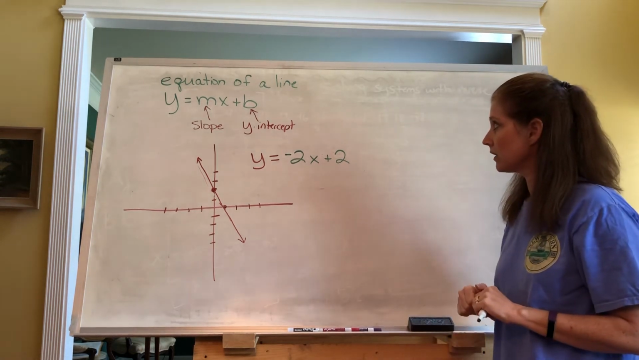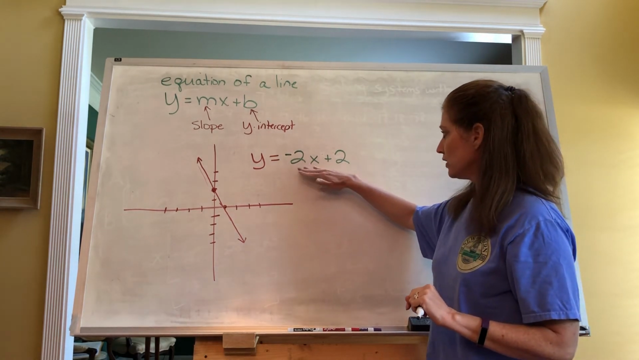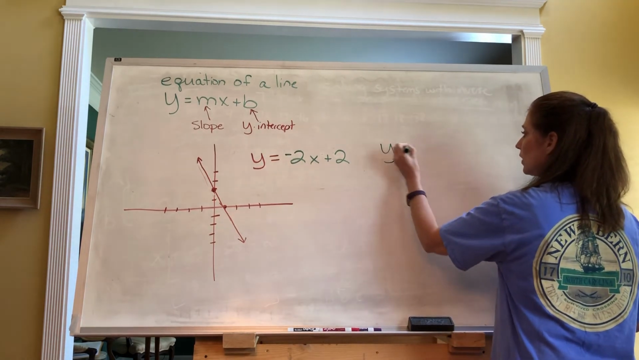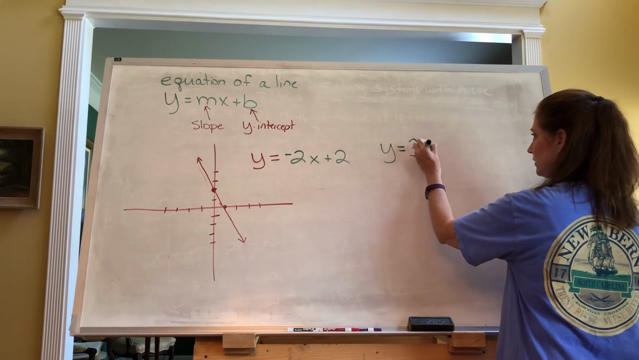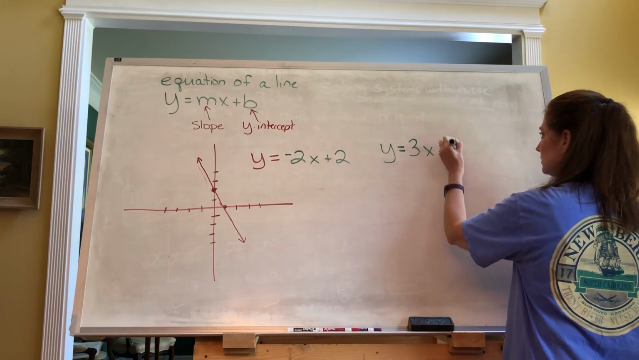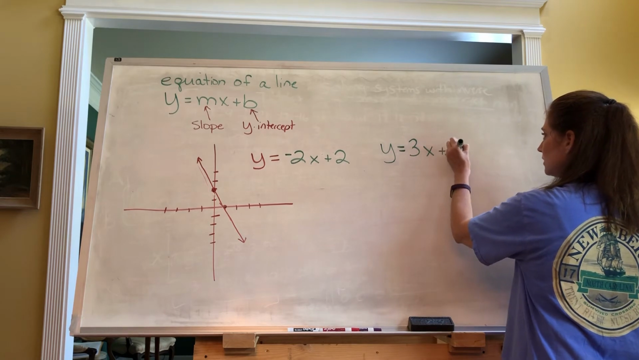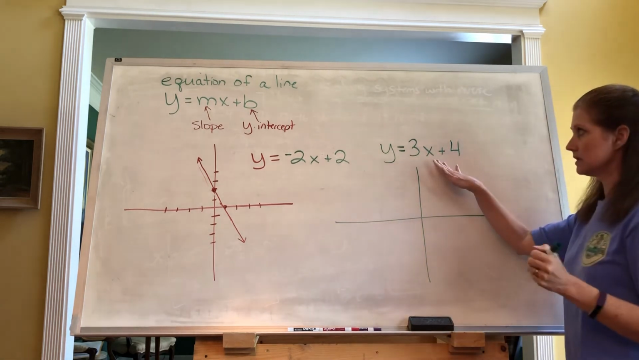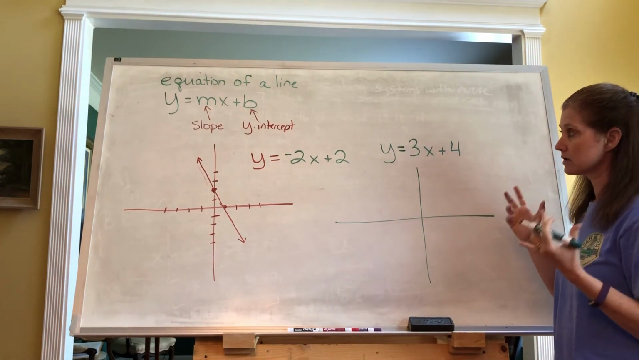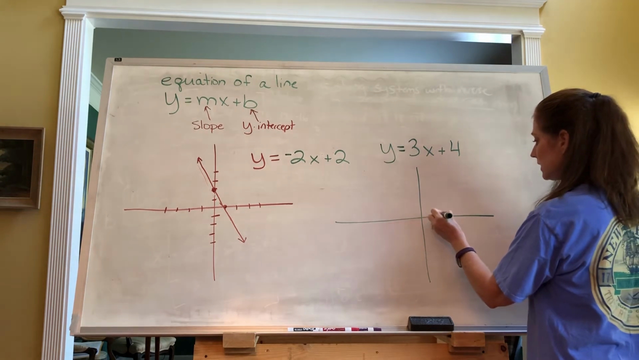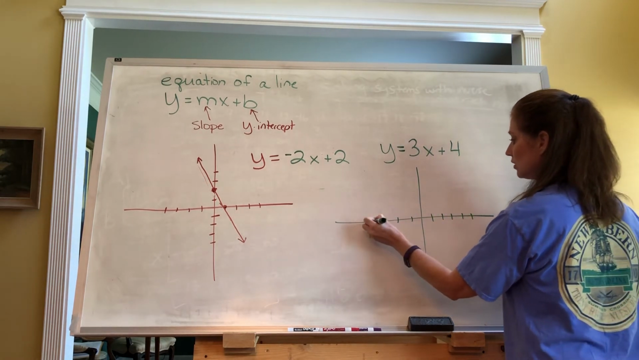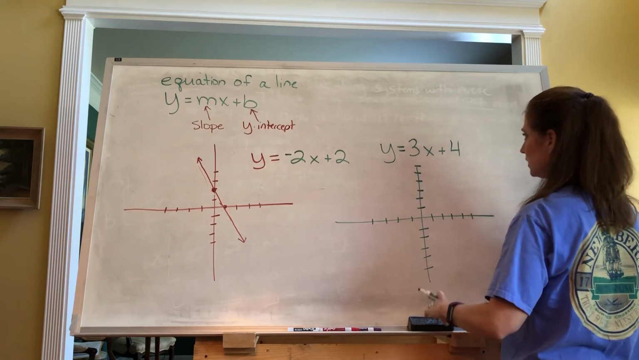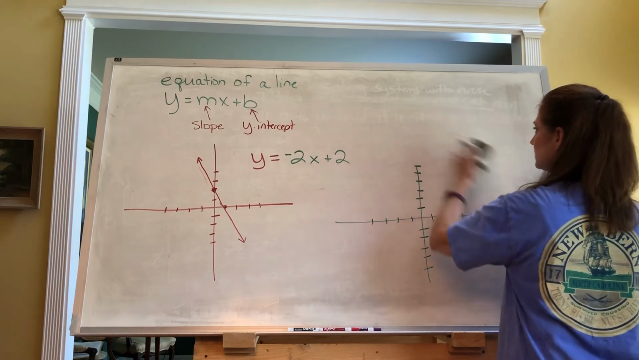So this is the equation of that line, where negative 2 is the slope, positive 2 is the y-intercept. So when you're given this, let's just say we're given an equation, y equals 3x plus 4. If I have it in the slope-intercept form, then it makes it very easy to graph this line. Of course, kind of made me draw this up here.